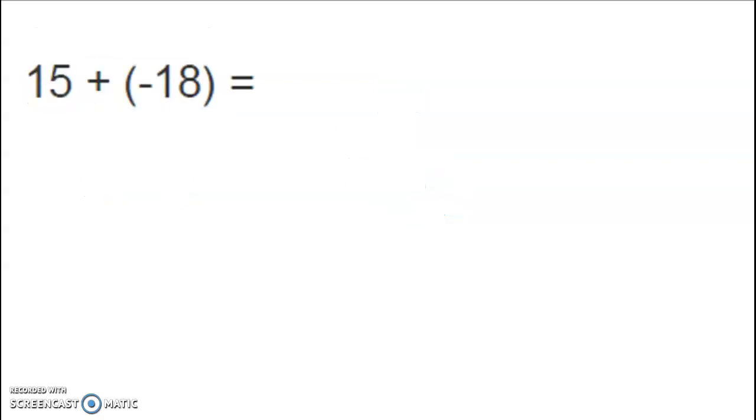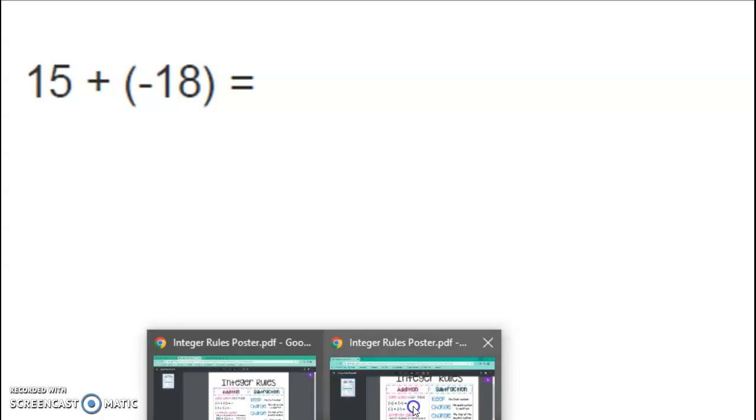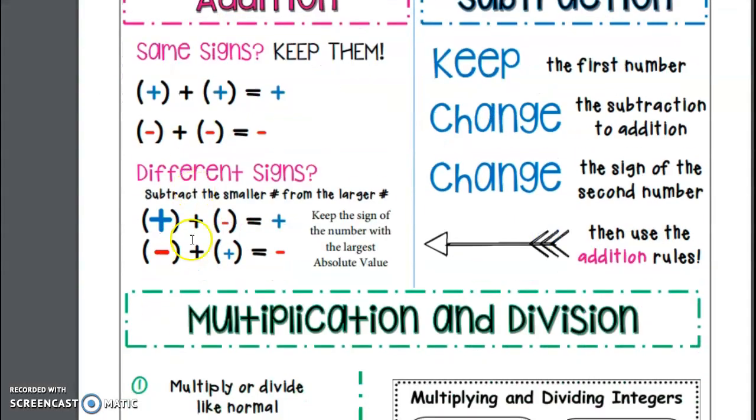Okay, so now we're in addition. This is very similar to how we did subtraction, except I don't have to do the keep, change. I just have to find the difference, and the stronger number takes the sign, or the one with the greater absolute value. So again, what that looks like is here. They have different signs. So I need to subtract the smaller from the larger, and then keep the sign with the larger absolute value.